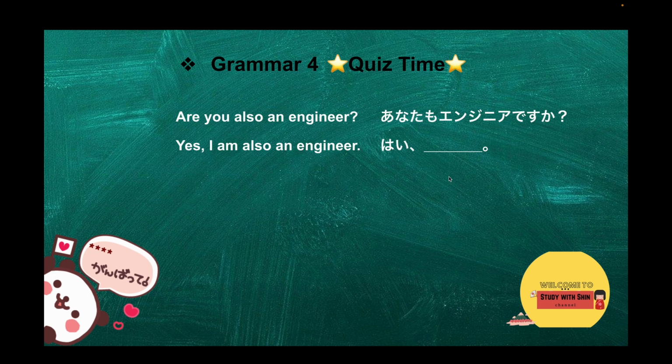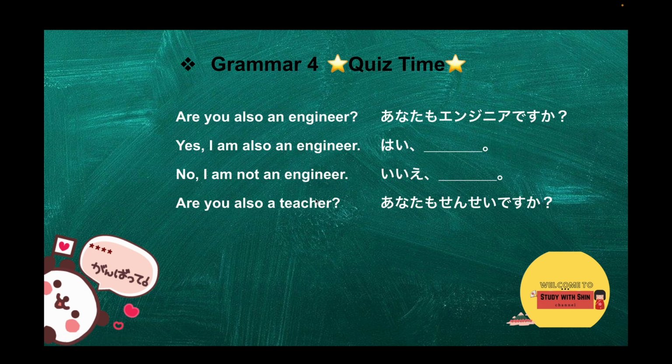But try to answer the other quizzes by yourself and write them in the comment section down below, okay? Don't worry if you got it wrong. I will reply with the correct answer, and if you have any questions, I will try my best to explain it to you also. So don't be afraid to make mistakes, and try your best to answer the quiz here, okay? So if you're not an engineer, you can say, no, I'm not an engineer. In order to say no, you say いいえ. Here is the blank, but I will not answer it for you. Try to answer it yourself, okay? 頑張ってください.